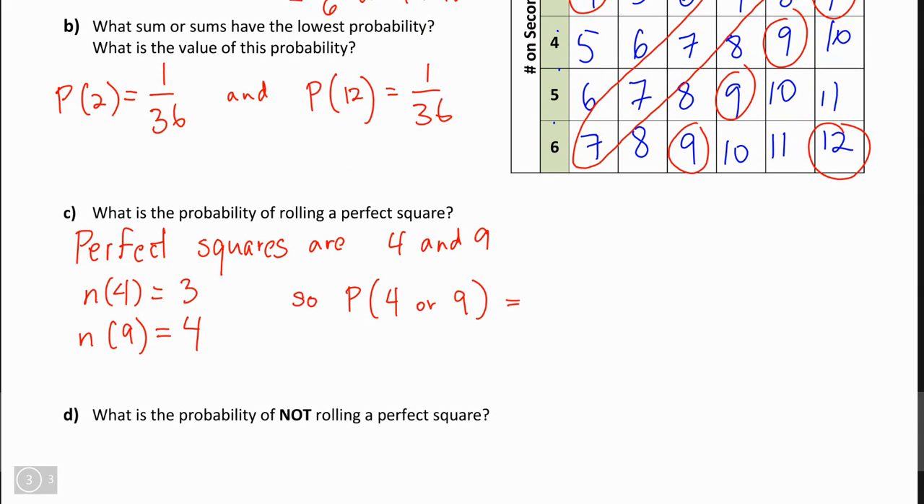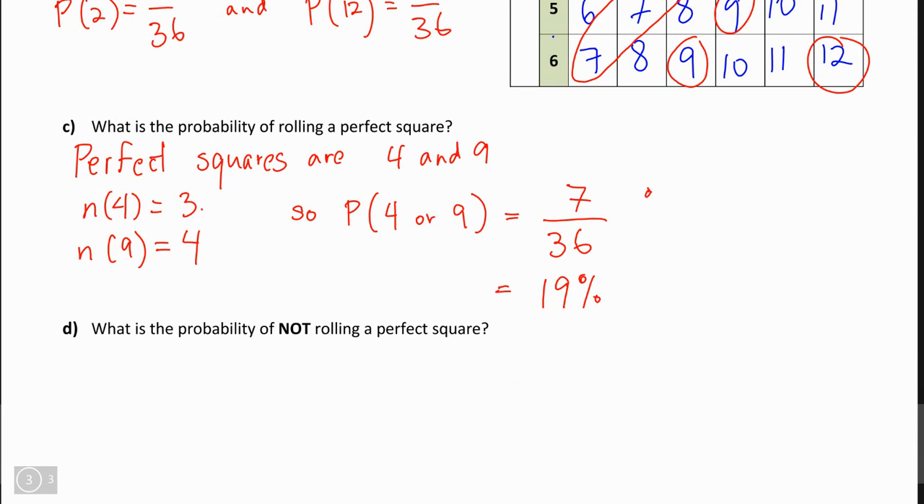That's going to equal, well, if there are 3 possibilities to get 4 and 4 possibilities to get 9 together, that makes 7. And there are 36 possible outcomes. So my probability is 7 over 36. If I convert that to a percentage, it's going to be 19%. So there's a 19% chance of rolling a perfect square.